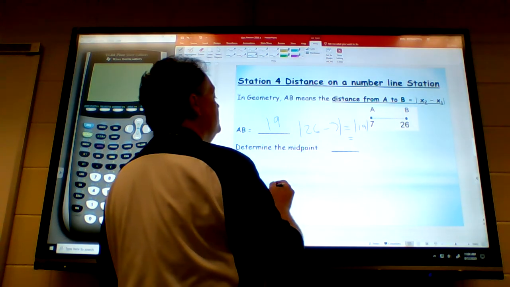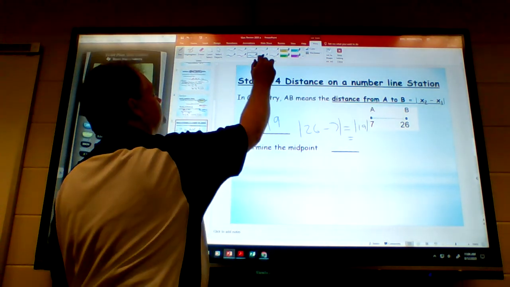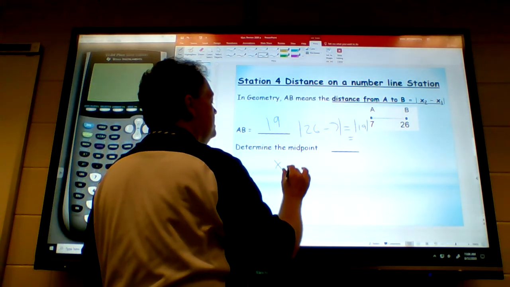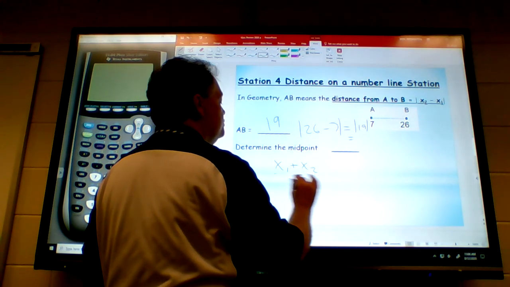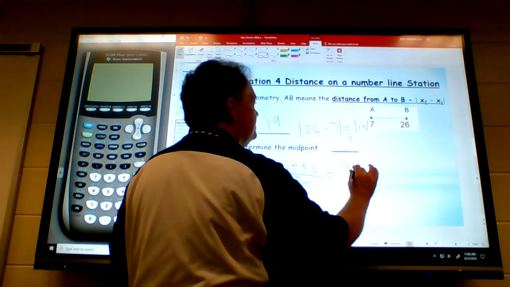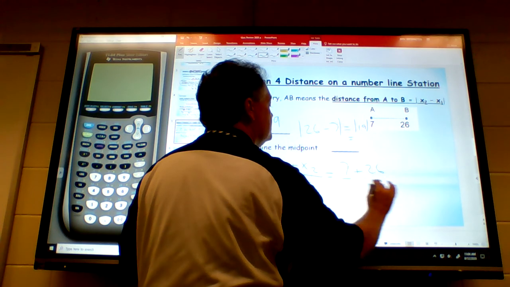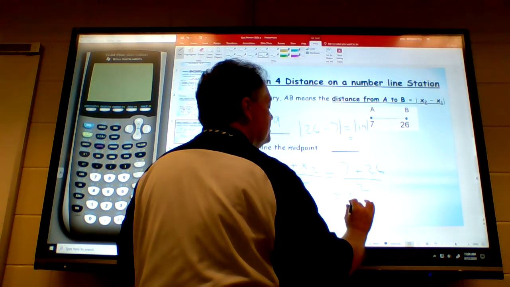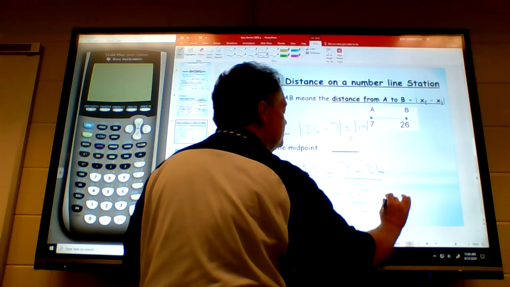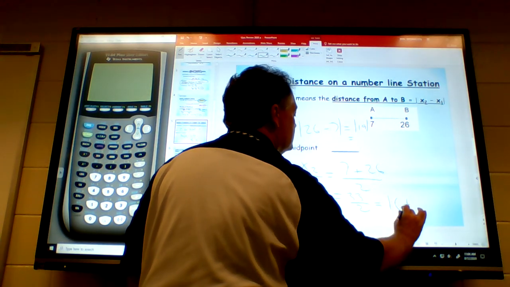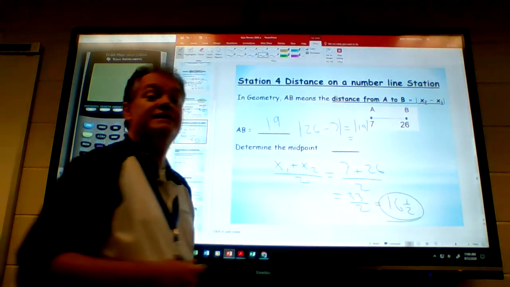As far as the midpoint goes, we use the midpoint formula, which is x1 plus x2 over 2, which means 7 plus 26 over 2, which is 33 over 2, which equals 16 and 1/2. 16 and 1/2.